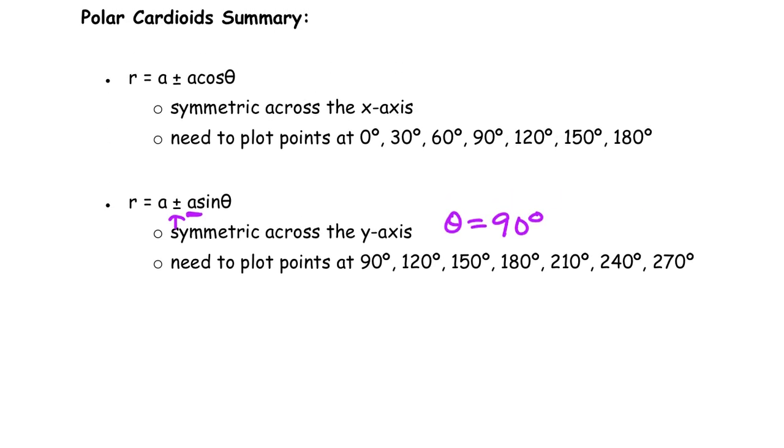Then you go up to cosine. This one's across the x-axis, or theta equals 0 degrees. Notice for cosine, they gave you 0 to 180. We want to get the points for half of it so we can reflect to the other side or find the symmetry. Then if that A next to the cosine is negative, it would be to the left of the pole. If it's positive, it'll be to the right of the pole. We okay with cardioids?